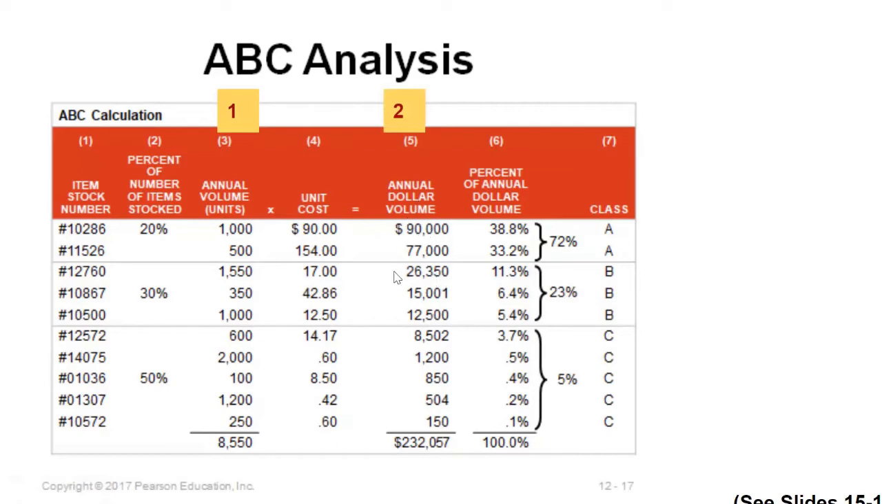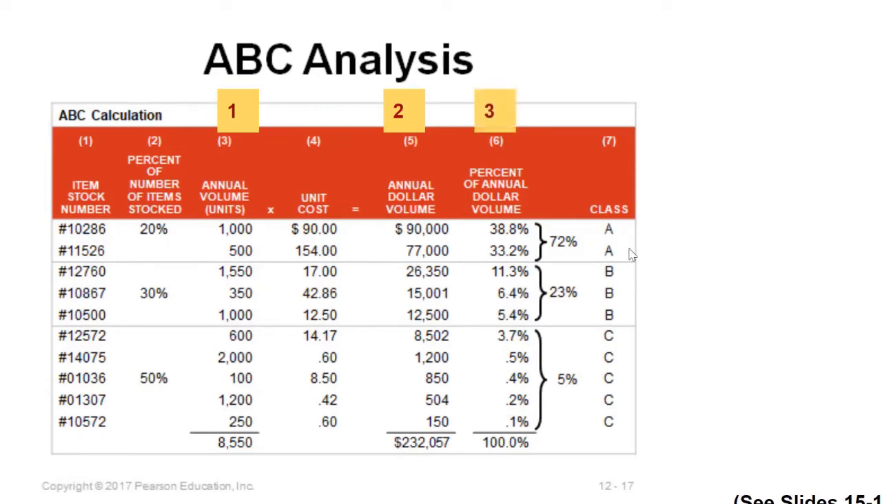So this is what we mean by the value is highest, but this has already been arranged when you do the calculation. The raw data may be mixed up, so you need to arrange this from the highest to the lowest. So you get the percent of annual dollar volume, which is 90,000 divided by the total, you get 38.8%. So you do this for the rest of the items, then you classify.